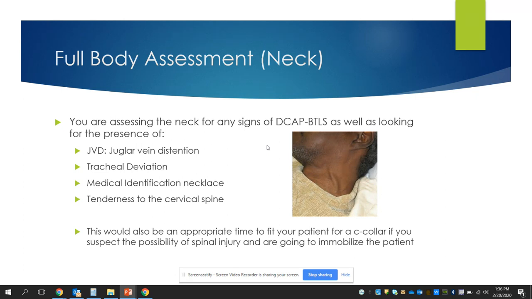Tracheal deviation: the trachea should be midline in the front of the neck. So if it's not and it is moved to one side or the other, that should be a really good indicator to you that the patient has got air or something building up inside of the chest. And so pressure is causing that to move over and push on the uninjured lung, moving the trachea with it. We can also look for a medical identification necklace here and also palpate the neck for any tenderness to the cervical spine. If the patient did have the potential for spinal injury, this would be the time to go ahead and fit that C-collar and place it on the patient as well.